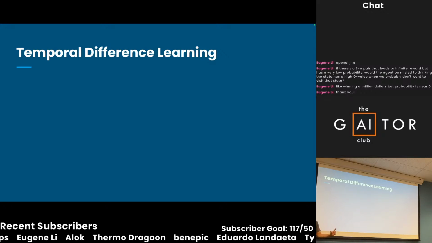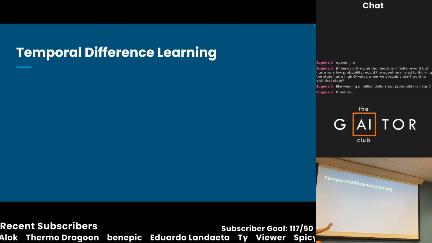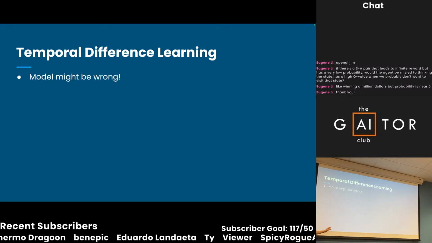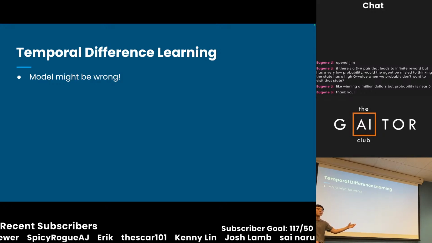And so for this, we're going to introduce something called temporal difference learning. This sounds fancy, but it's really not. The idea is that the model might be wrong when it takes a given action. So if it gets to a reward, it might be a reward that's very close, and so it gets that reward very easily. But instead, it should actually seek out a farther reward that's much higher.